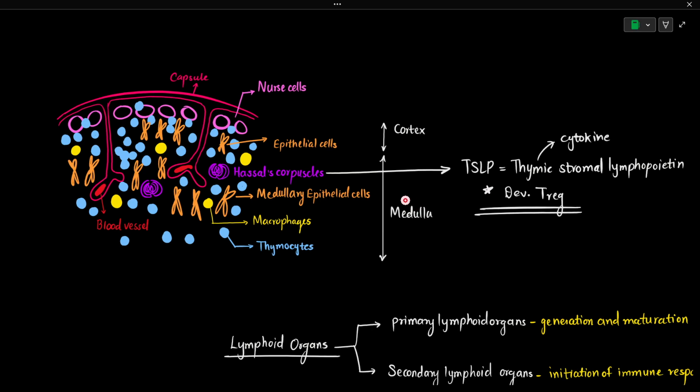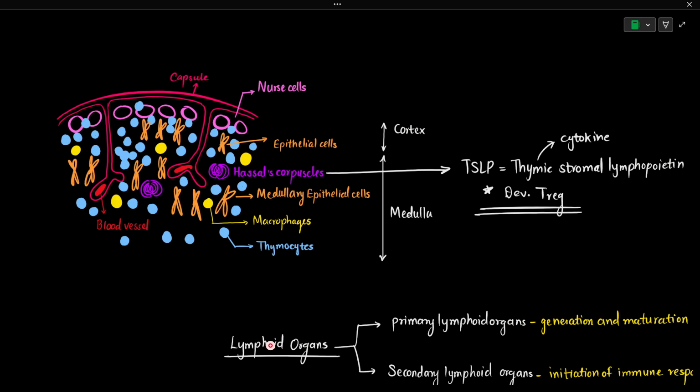Okay, so this is how all of those structures, the Hassall's corpuscles, and all of those cells such as epithelial cells, macrophages, and the dendritic cells which are present in this tissue, all of them together are going to help in the development of the T cells, in the maturation of T cells.